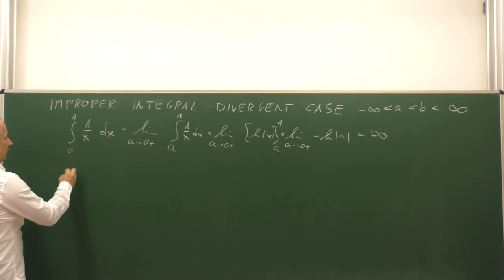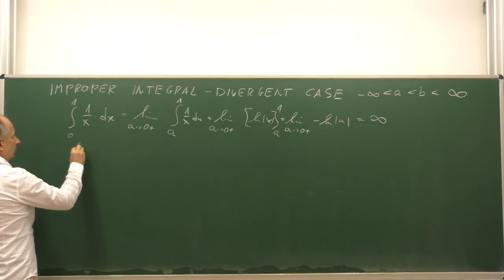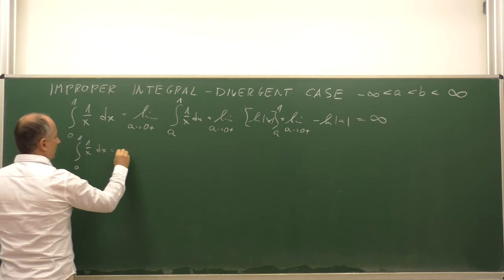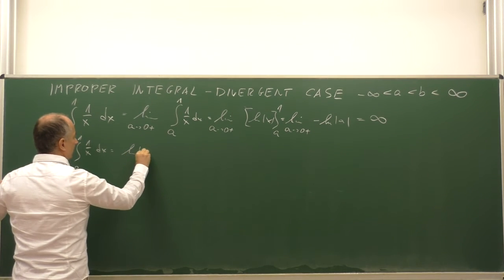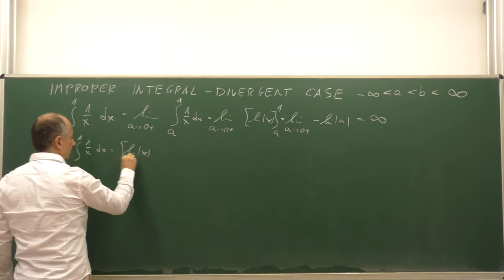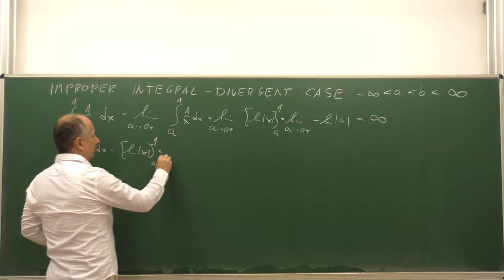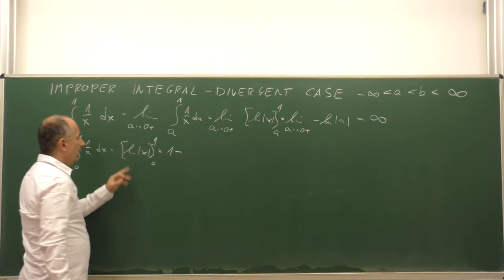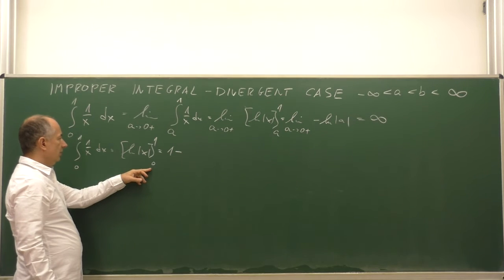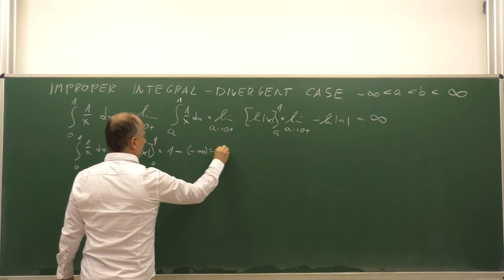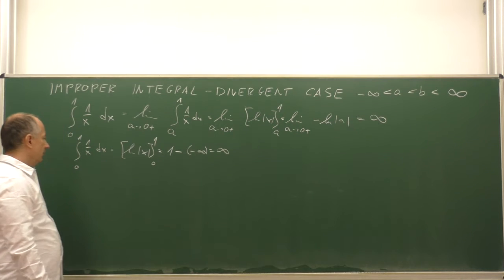In the short notation, this would read the integral from 0 to 1 of 1 over x dx is logarithm absolute value of x from 0 to 1, at 1 logarithm is 0, and at 0 plus this is minus infinity, so this is plus infinity.